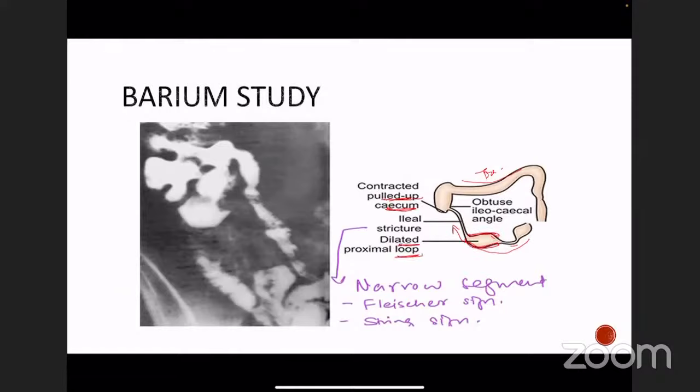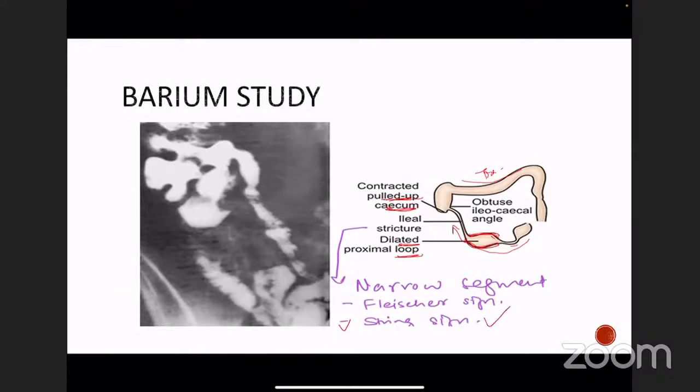Whereas the distal loop will be like a string, thinned out. Why thinned out? Its wall will get thickened, but its lumen will be narrowed down. So you will be able to appreciate the lumen through the barium study, not the walls. What you are seeing is the thinned out lumen. So there are signs from this picture. One is the string sign. Here you can see the distal ileum is seen like a string. If a thin strip of barium is seen in the distal ileum, it is called a string sign.